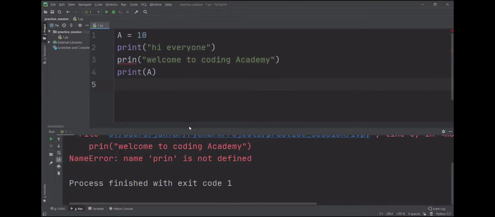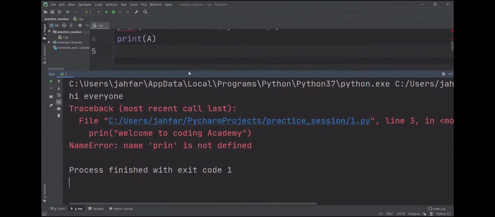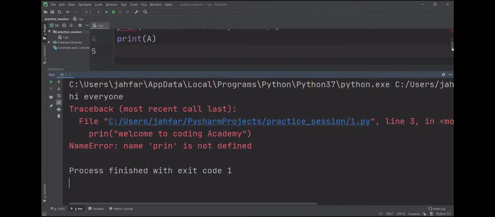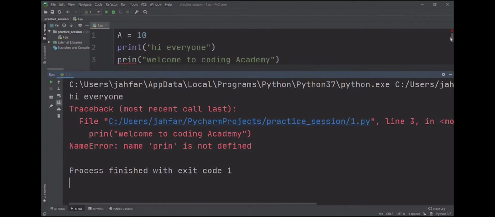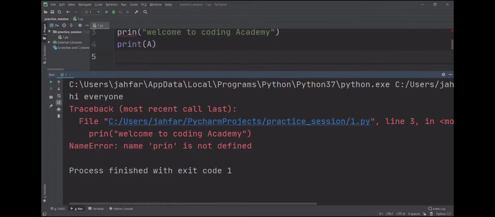Then it will print "hi everyone", which is in the second line. When it goes to the third line and executes, at that time it will find the error and print that error. Further, it won't go to the fourth line. It will stop at the third line itself. But it will print the second line, "hi everyone". But in the case of a compiler, it won't print any result.